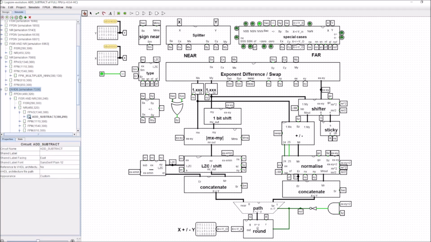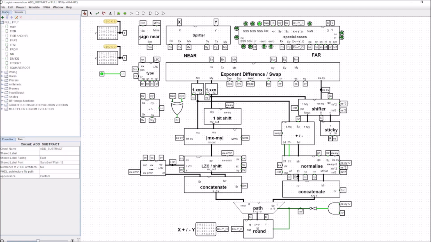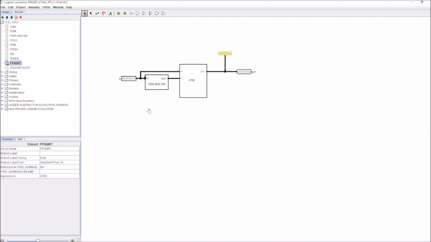So I'll go ahead and I'll put in the square root. Okay, so we've looked at the division, so we'll look at the square root next. Okay, so the square root uses the same sort of process. We've got the fast inverse square root and the Newton-Raphson here, and we've got one multiplier.